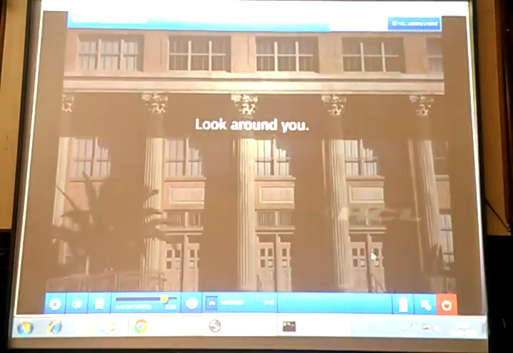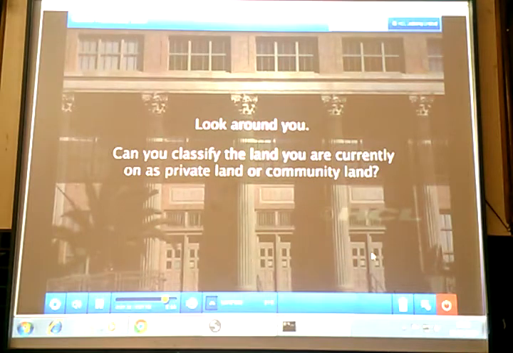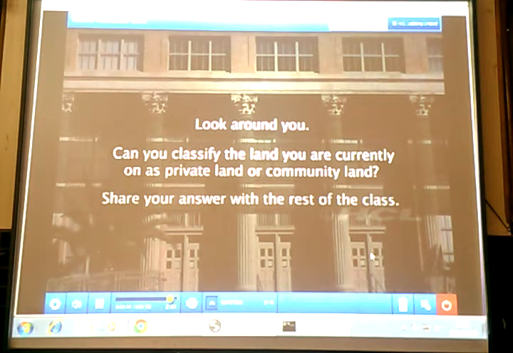Look around you. Can you classify the land you are currently on as private land or community land? Share your answer with the rest of the class. Click Continue to proceed.